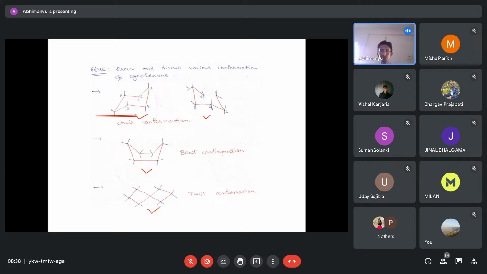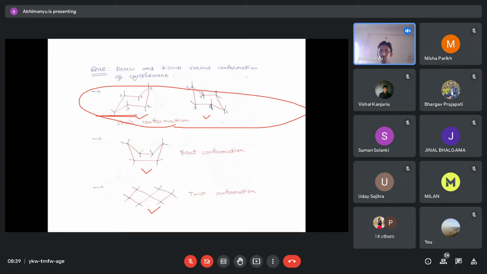Yes, in examinations you have to write some descriptions based upon the structure. So the energy you have to discuss first. You have to discuss the stereochemistry of the conformations. So here you can see that the chair conformations are optically active. Why is it optically active?